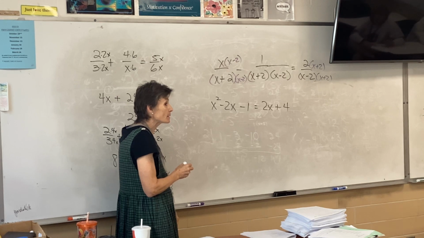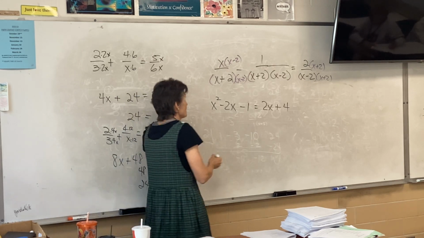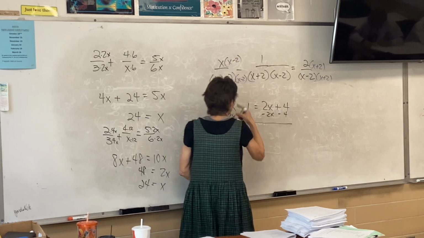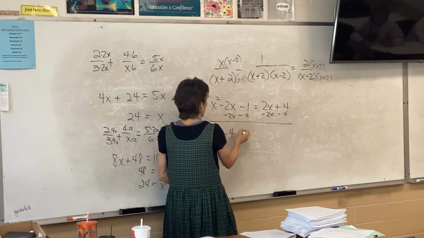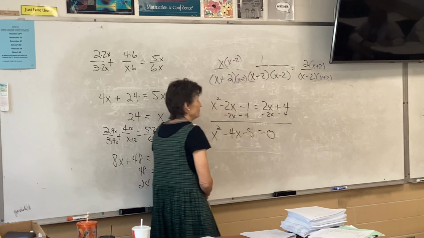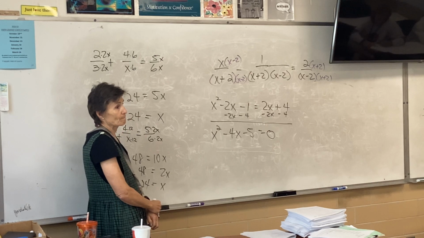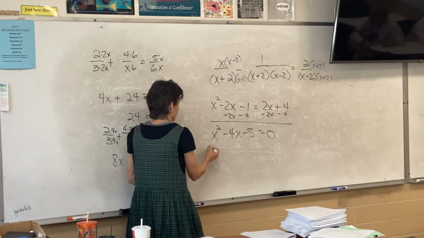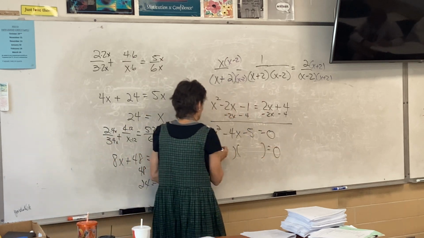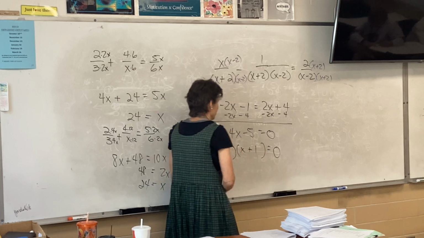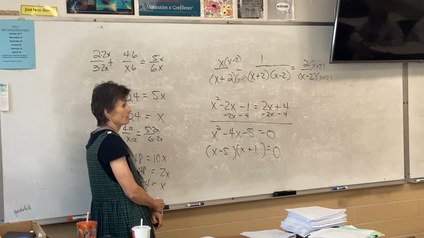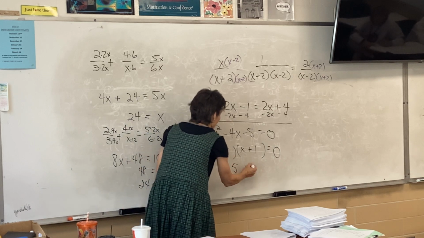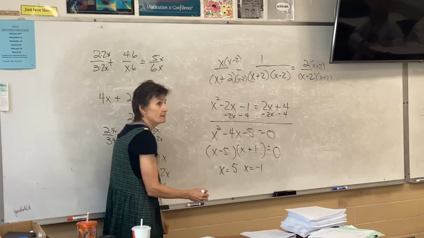Now what? Get it equal to 0. So I'm going to subtract 2x and subtract 4. These do not cancel. That makes x squared minus 4x minus 5. Factor that. So what are my answers? X equals 5 or x equals -1.